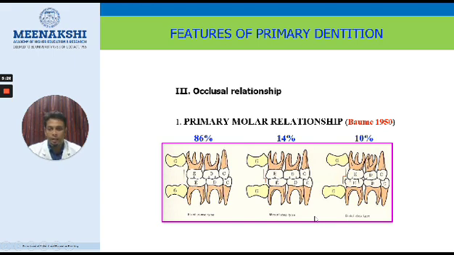The percentages of occurrence are about 86 percent of the cases have flush terminal type, and 14 percent you can see mesial step, and about 10 percent of them have distal step type of primary molar relationship.